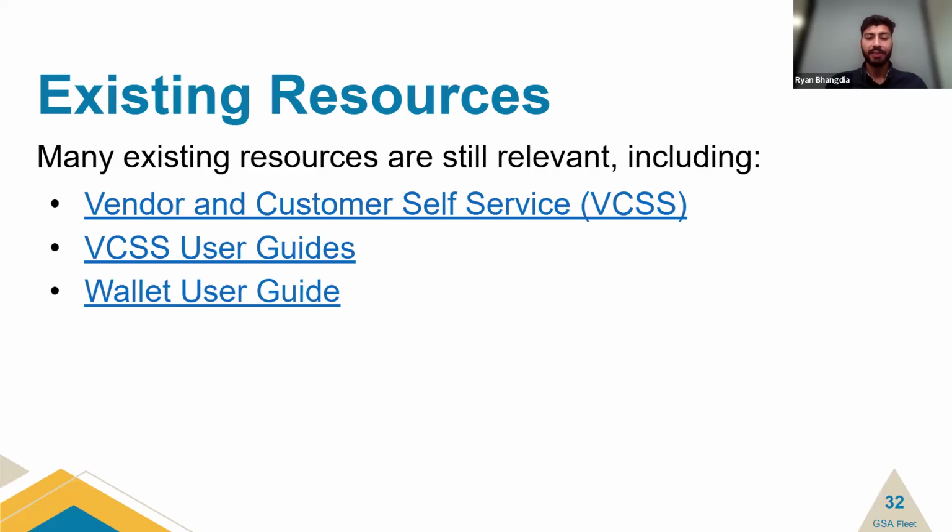Vendor and Customer Self-Service, VCSS, is not changing. And so that's going to continue to be the place where you can view your detailed billing records with charges at the sales code level for every individual vehicle. And because that is not changing, it's a really valuable way for you to continue continuity of program in the new state.